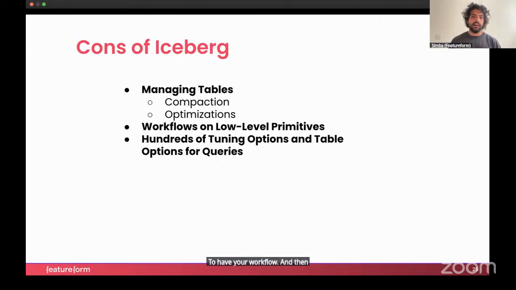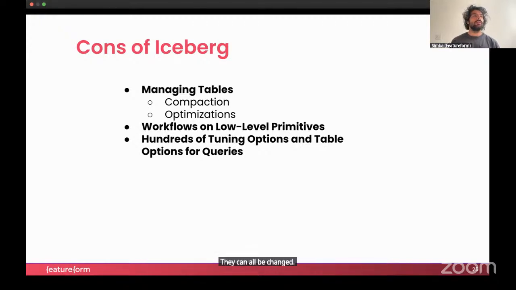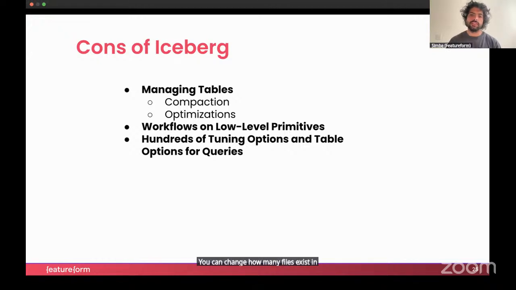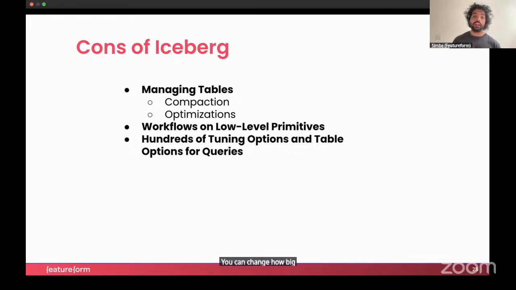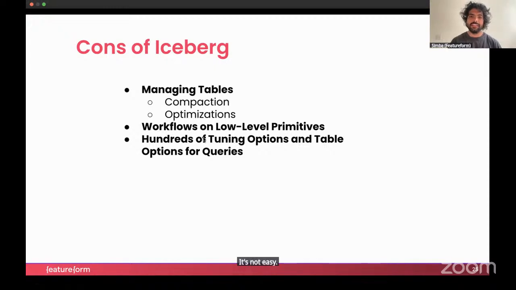And then finally, if you go to the Iceberg docs, you'll find that there are hundreds of tuning options for your tables. They can all be changed. You can change the size of a data file in Iceberg. You can change how many files should exist in a single metadata file. You can change how big each chunk in the parquet is. There's just all these things you can tweak, and they all have effects. And knowing which ones to tune is not easy. It is quite complicated, actually.